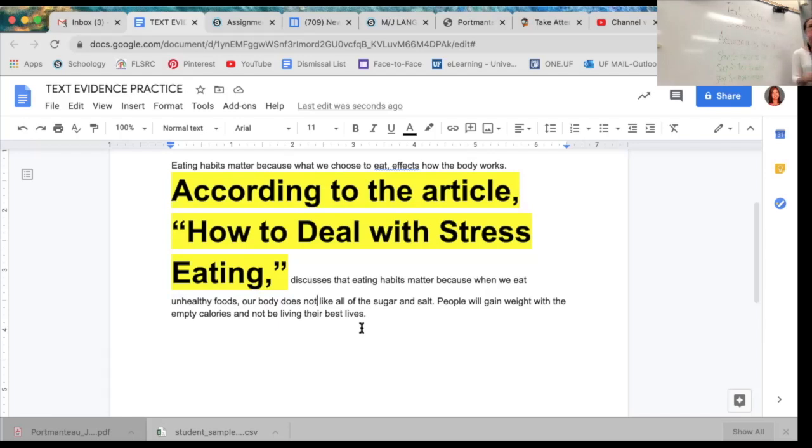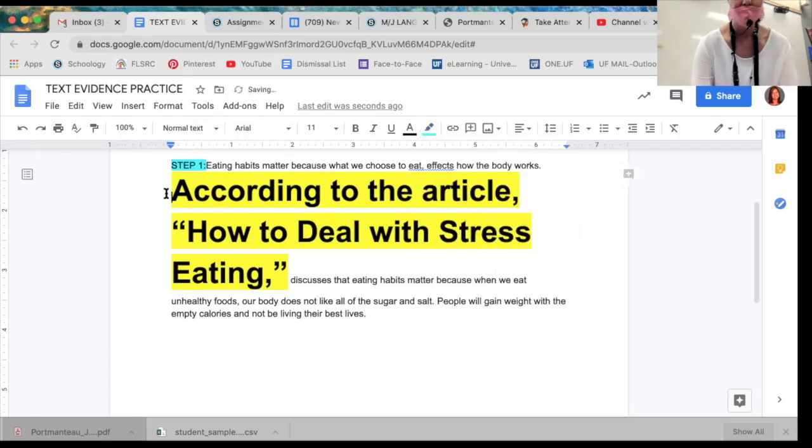So step 1, I answer my question, which is the topic or the question I need to answer. Step 2, I use my text evidence to do it according to the article, and I tell you what it says. And then step 3, I explain it. And I will tell you right now, these are 3 simple sentences that will show up in your body paragraphs every single time. It's a part of the writing formula that we are going to learn. Okay, so my step 1 was answering the question. So I'm just going to put step 1 here, and I'm going to highlight it so that you can see it.